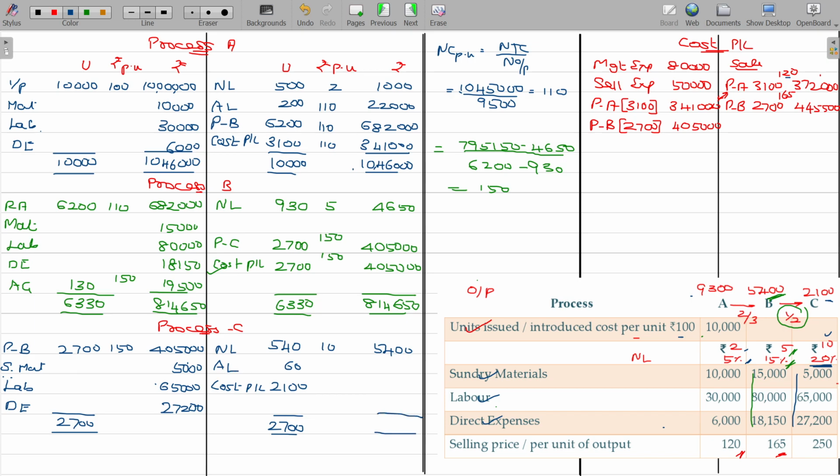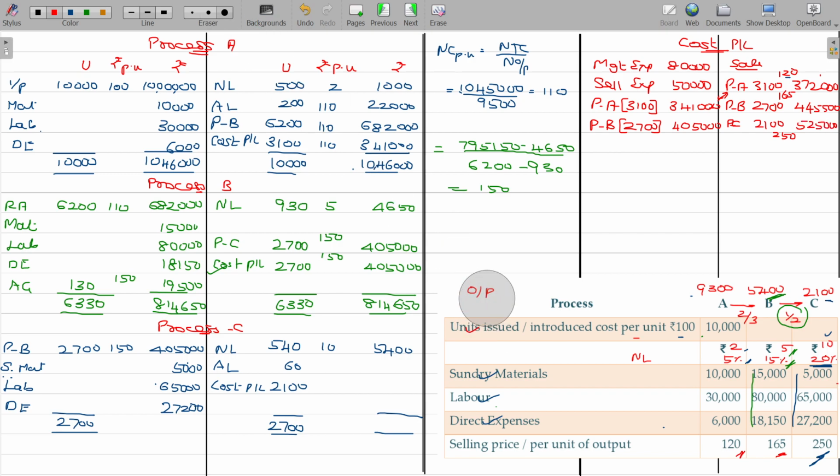Now you can find out the normal cost for the product we have manufactured in process C. And this unit is saleable at rupees 250 finally. The selling price per unit here being 250. So in process C we get 2100 units. This unit is saleable at rupees 250. Then the amount collected on selling the units processed in C being 5 lakhs 25,000.